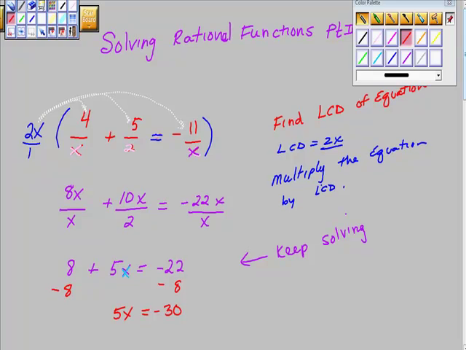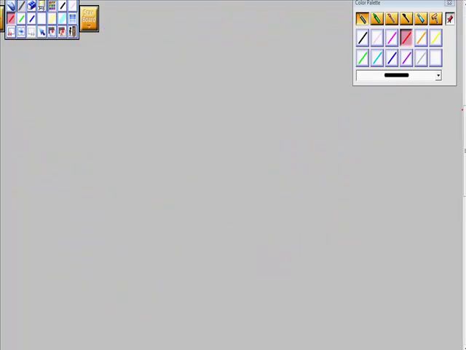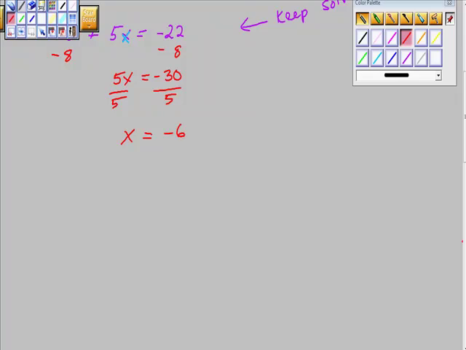We're going to divide both sides by 5, so divided by 5, divided by 5, and we get x is equal to negative 6. And plug that into your equation and see if that isn't the right answer. All right, so that's option 2.